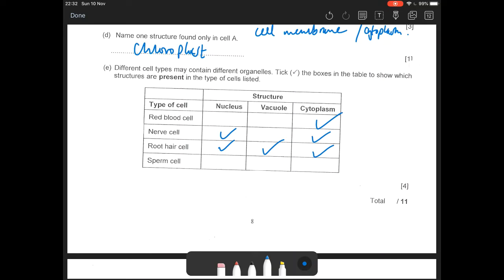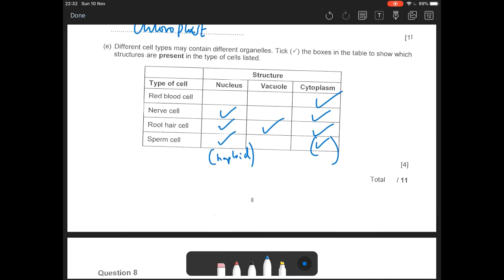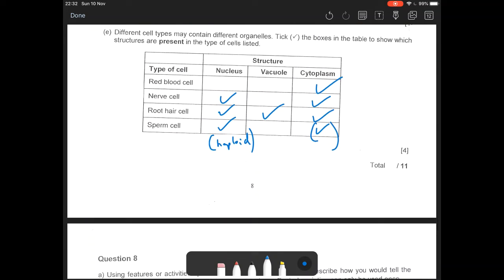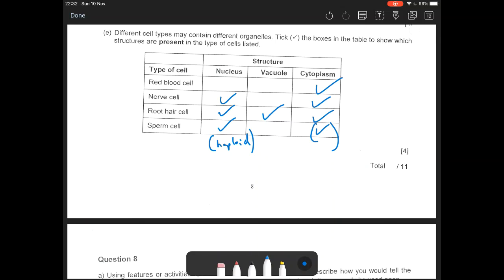Sperm cell. It does have a nucleus, although it is only a haploid nucleus. It's only got half the number of chromosomes. And it does have a very small amount of cytoplasm. So actually, it allowed both tick or empty on that question, because it's sort of debatable. So it doesn't matter if you ticked it or not for the cytoplasm on the sperm cell. If we look back, what we can notice is that all of these cells have cytoplasm. All of them except for red blood cells have a nucleus, and only the plant cell there has the vacuole that's present.